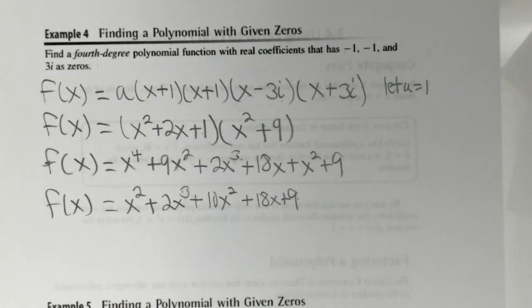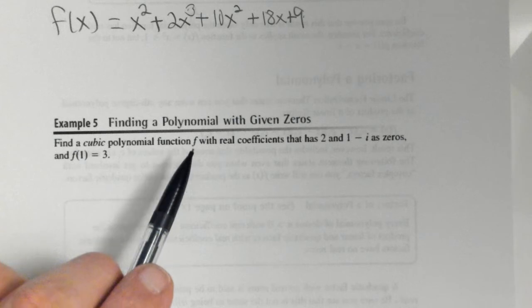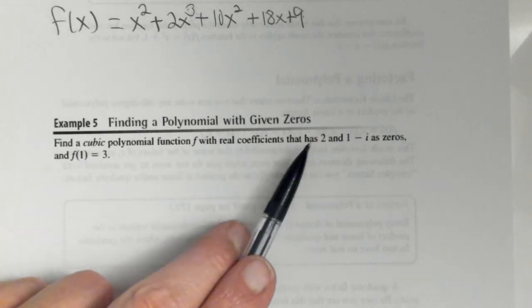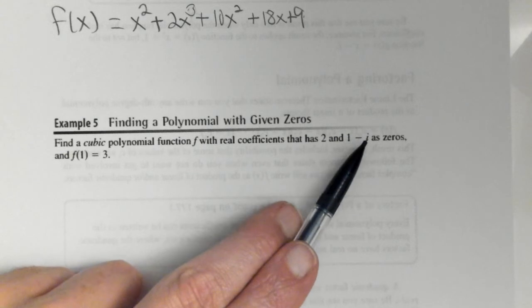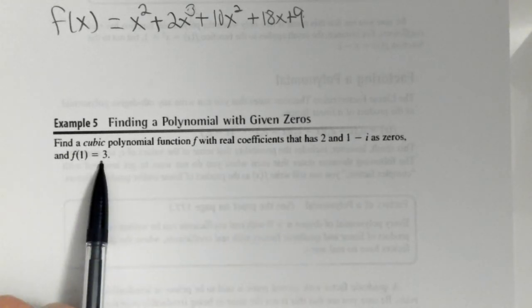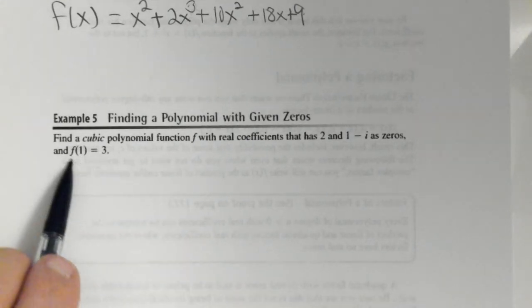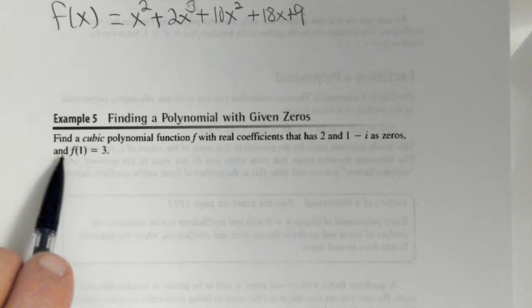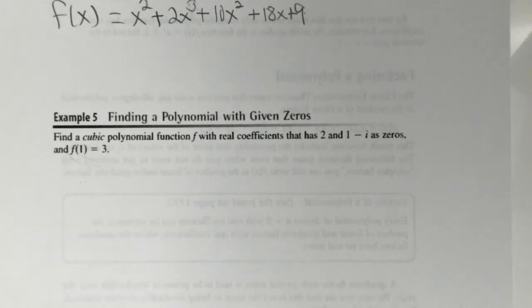Now, let's move to the next problem. It says find a cubic polynomial function f with real coefficients that has 2 and 1 minus i as zeros, and f of 1 is equal to 3. Now let's talk about this part of it. What this is going to do is nail us down to one specific function with these characteristics.